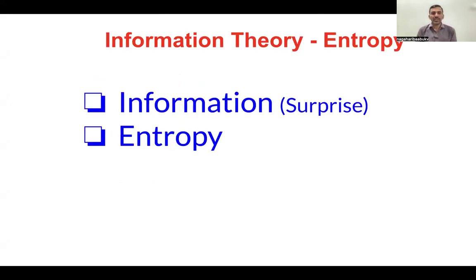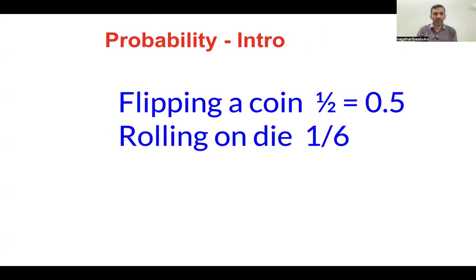This concept has been borrowed from information theory, and it is also called surprise. So we'll explain first what is information and surprise, followed by entropy. This is related to the concept of probability. You all know when you flip a coin, the probability of getting head or tail is 0.5. Similarly, when you roll a die which has 6 faces, the probability of getting any number on that face is 1 by 6.